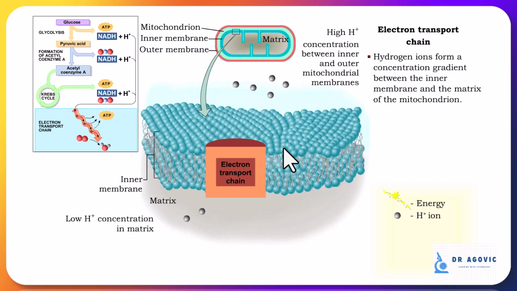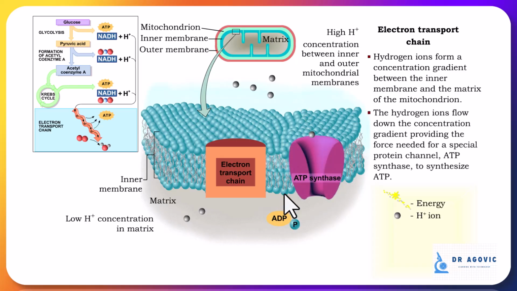The concentration of hydrogen ions provides the force to produce ATP molecules. As the hydrogen ions diffuse down the concentration gradient across the membrane, they pass through the protein that synthesizes ATP. The process of producing ATP using the movement of hydrogen ions down the concentration gradient through the ATP synthase molecule is known as chemiosmosis. Let's summarize the ATP yield from glucose catabolism.